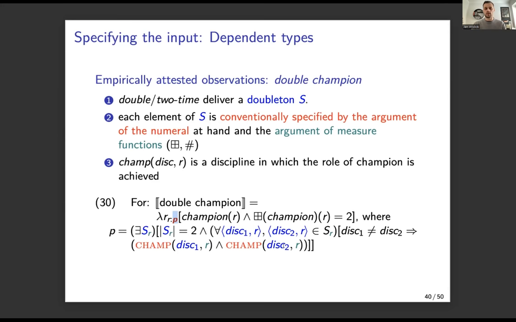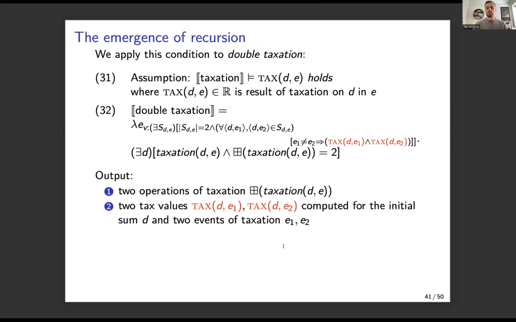Okay, so let's now move to those cases in which you at least can have a recursive interpretation, as in the case of double taxation. Just to remind, we have two interpretations here, and let's start from the assumption. The assumption goes as follows: that taxation, the lexical meaning of taxation, entails the fact that that kind of function, that kind of property holds.